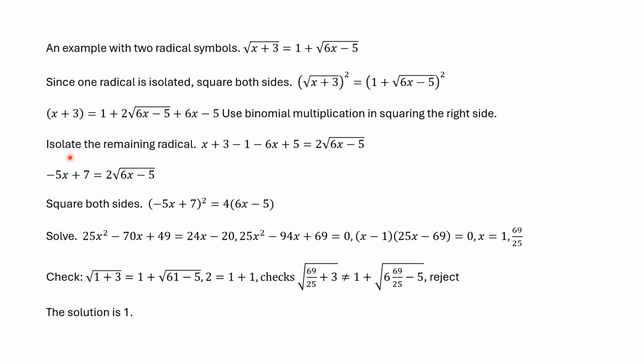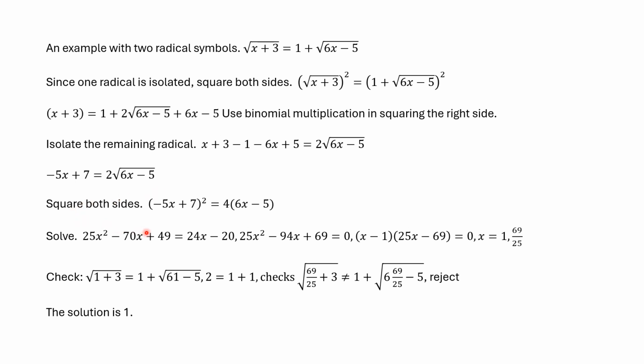So then I will isolate the second radical. So I have x plus 3 minus 1, bringing the 1 over, minus 6x, bringing the 6x over, plus 5, bringing the 5 over, equals 2 times the square root of 6x minus 5. So collecting like terms, I get negative 5x plus 7 equals 2 times the square root of 6x minus 5.